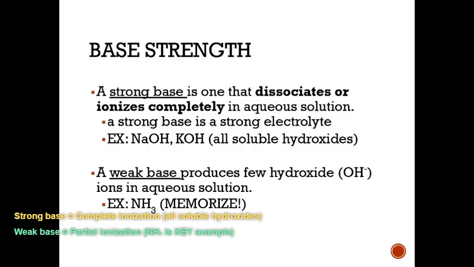Ammonia is tricky because it doesn't directly donate OH-. Instead, it accepts protons and causes some water molecules to release OH- ions. The key distinction: strong bases go all in, weak bases hold back. Memorize NH3 as your classic weak base example.